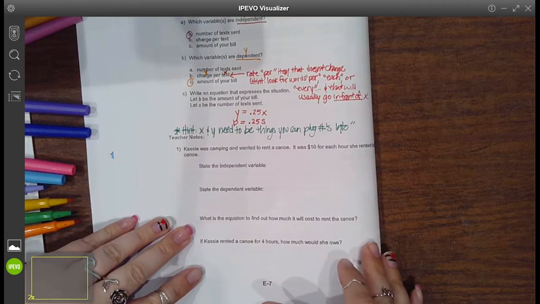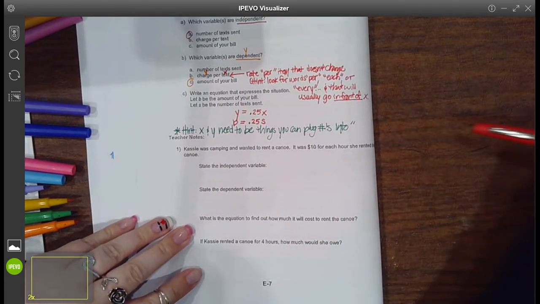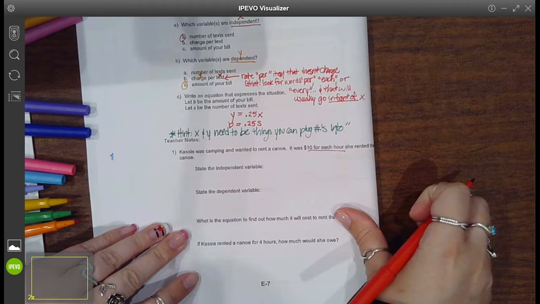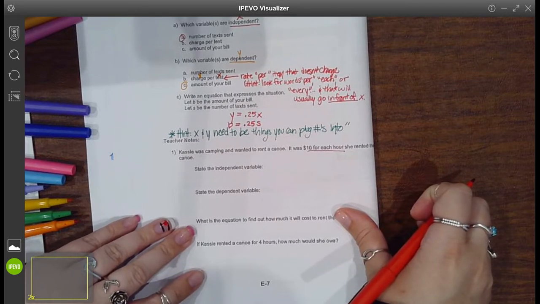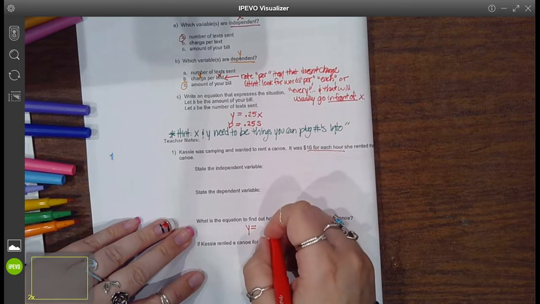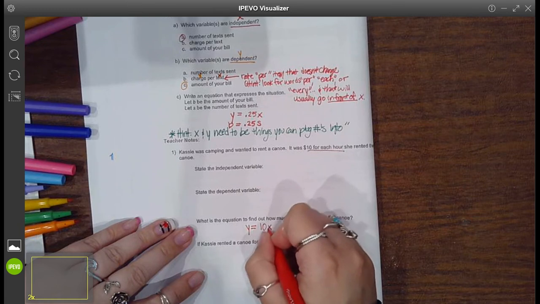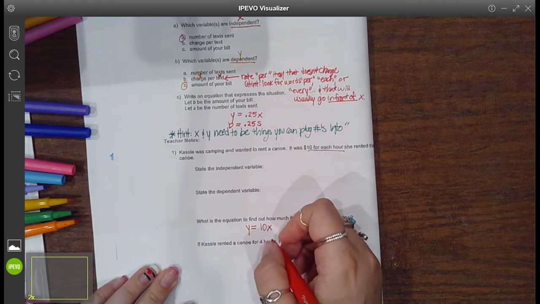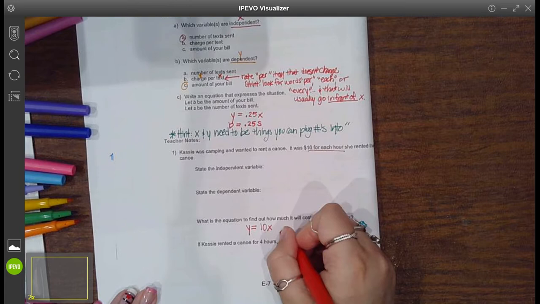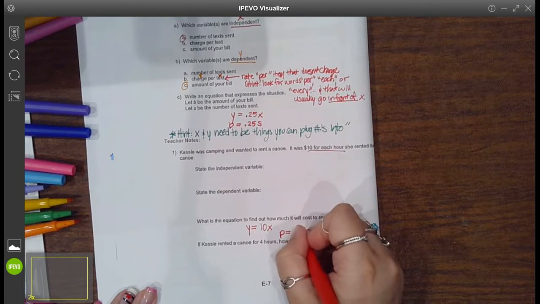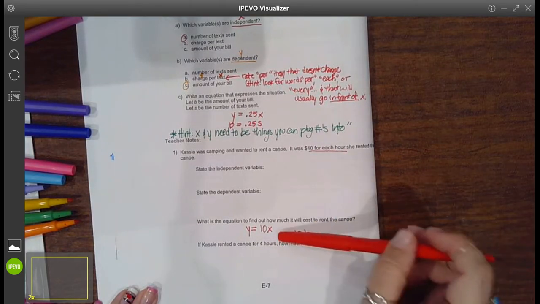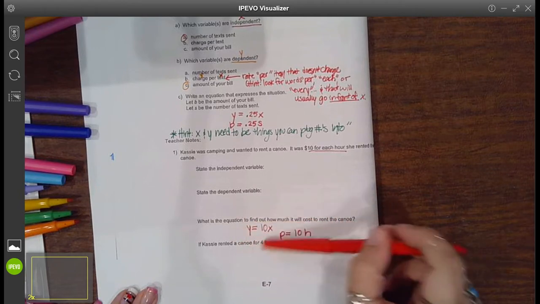Let's see if we can do that same type of logic for this problem right here. It says Cassie was camping and wanted to rent a canoe. It was $10 for each hour she rented the canoe. What's your equation to find out how much it will cost to rent the canoe? Well, it's y equals $10 times x. Okay, or you could say, how much you have to pay depends upon how many hours you rent the canoe, and it's $10 per hour. Okay, in case they wanted you to use actual, like, other variables that made sense. But typically we'll use y and x.